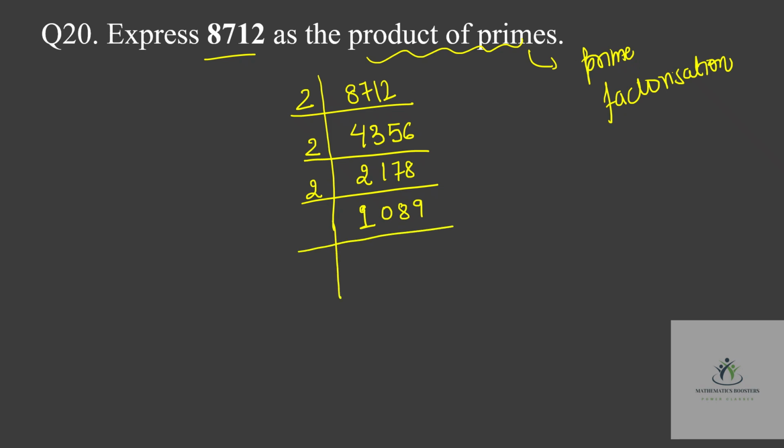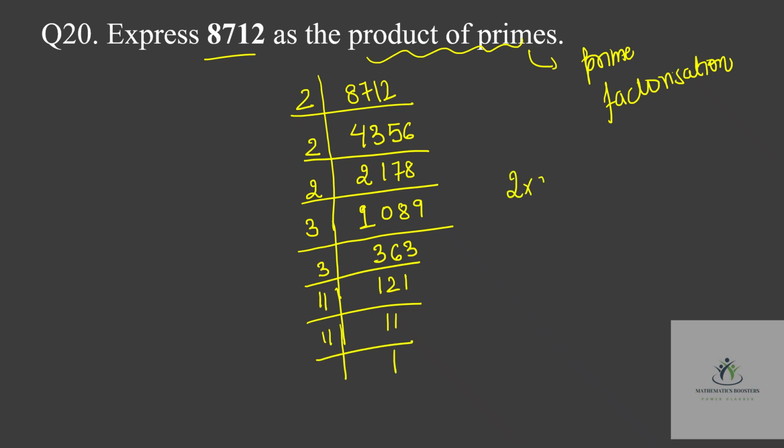Check whether this is divisible by 3 or not. What is the divisibility rule of 3? Adding all the digits. The sum of digits gives you 18. This is divisible by 3. So 363. Again divisible by 3. 121. 121 is divisible by 11, 11, 11. So express 8712 as a product of primes. We will write all the prime numbers. These are the product of primes.